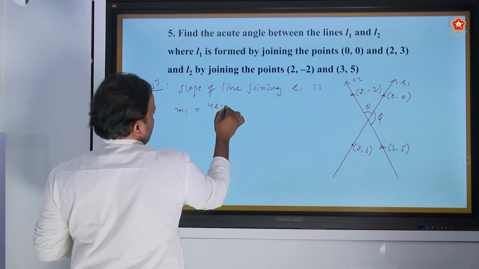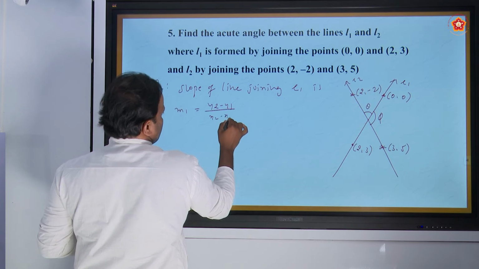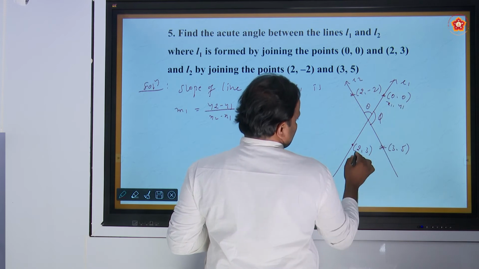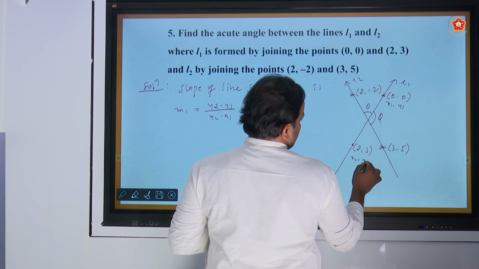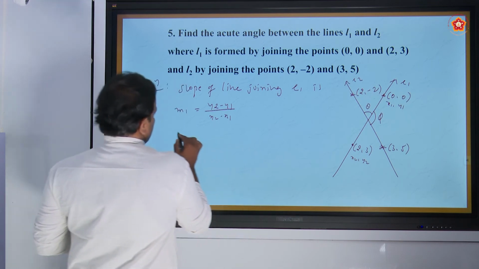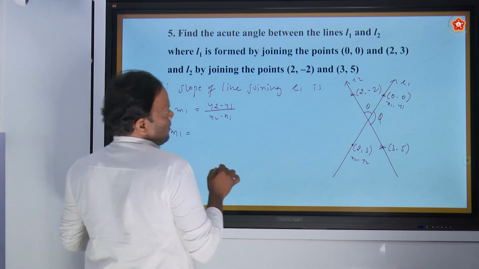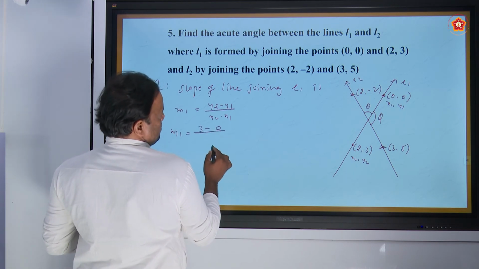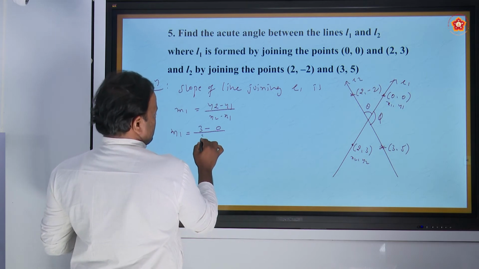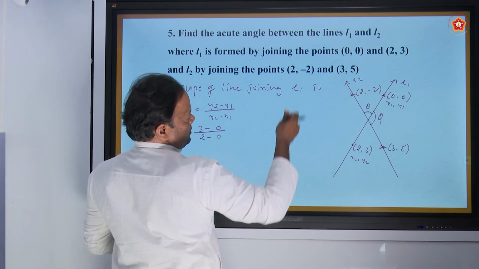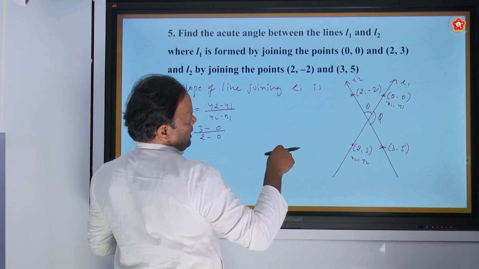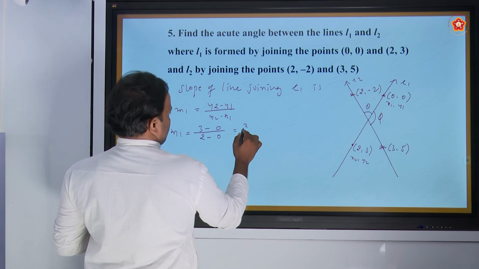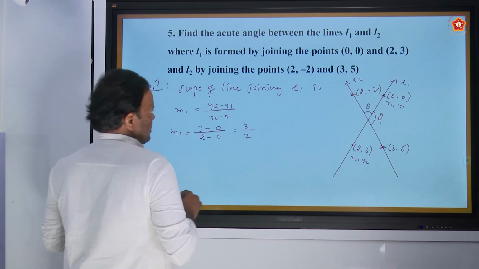We know that it is y2 minus y1 divided by x2 minus x1. So L1 is the line joining the points 0, 0 and 2, 3, that is x1 y1 and x2 y2. So M1 is equal to, what is y2? 3 minus 0 divided by x2, which is 2 minus 0. Correct? L1 slope. L1 is the line joining points 0, 0 and 2, 3. This becomes 3 minus 0 is 3, so 3 by 2. This is M1.